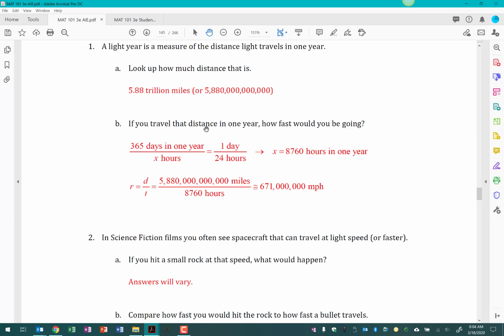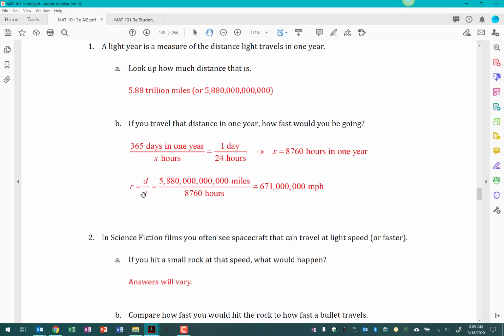If you travel that distance in 1 year, how fast would you actually be going? Well, there are 365 days in 1 year, and that's some number of hours that we'll need to figure out. We can use the fact that 1 day is comprised of 24 hours to solve, and we'll find out that in 1 year there are 8,760 hours. We need our time in hours so that we can work with miles and hours to get a speed in miles per hour.